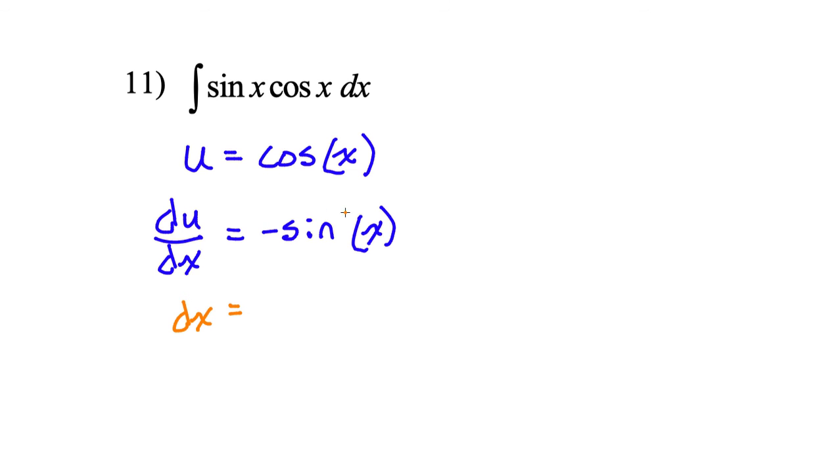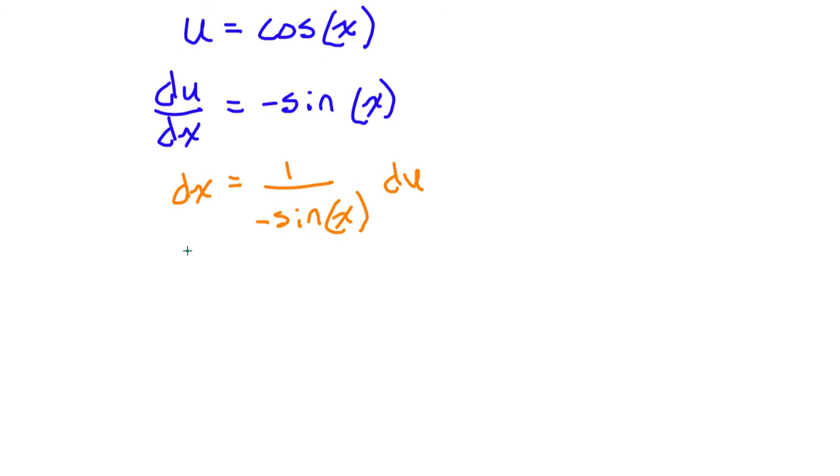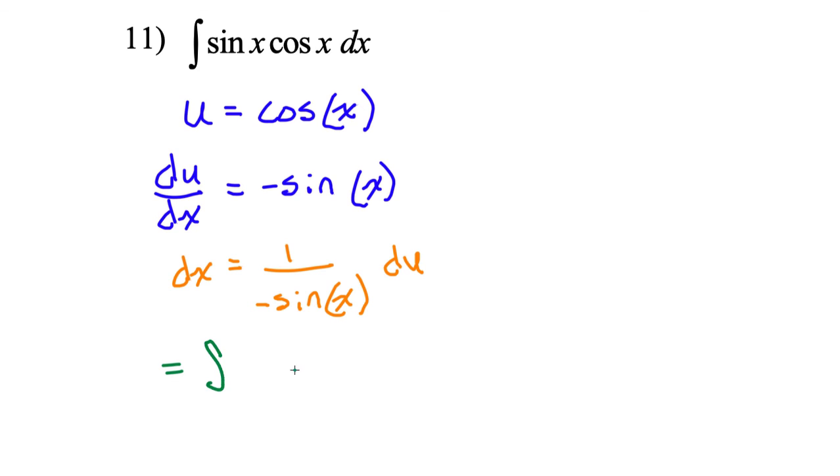Again, our trick with u substitution is solve for dx. dx is just going to be the reciprocal of whatever this is, so 1 over negative sine of x, and then slap on a du. So when we do our u substitution, our integral now becomes the integral of sine of x times cosine of x. Oh, sorry, our cosine of x is not there. Cosine of x turned into a u. So it's sine of x times u times dx, and then dx got substituted out. dx is actually this thing right here, so times 1 over negative sine of x du.